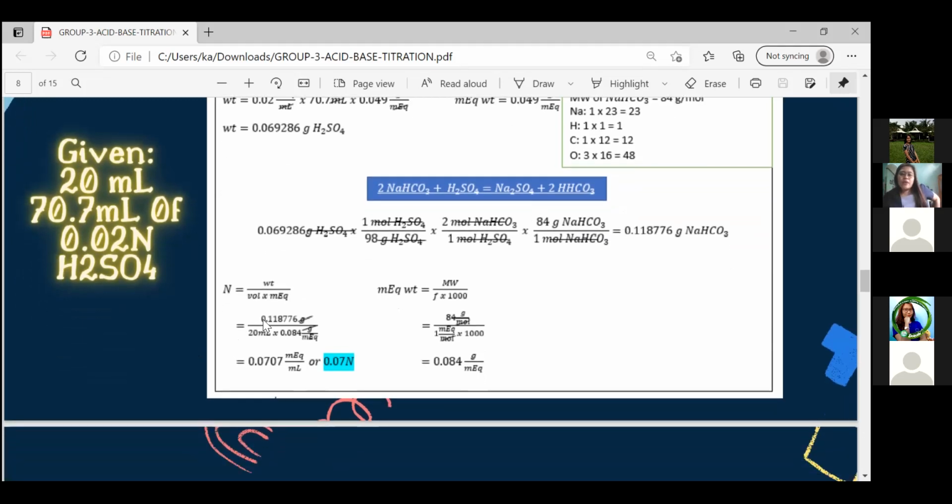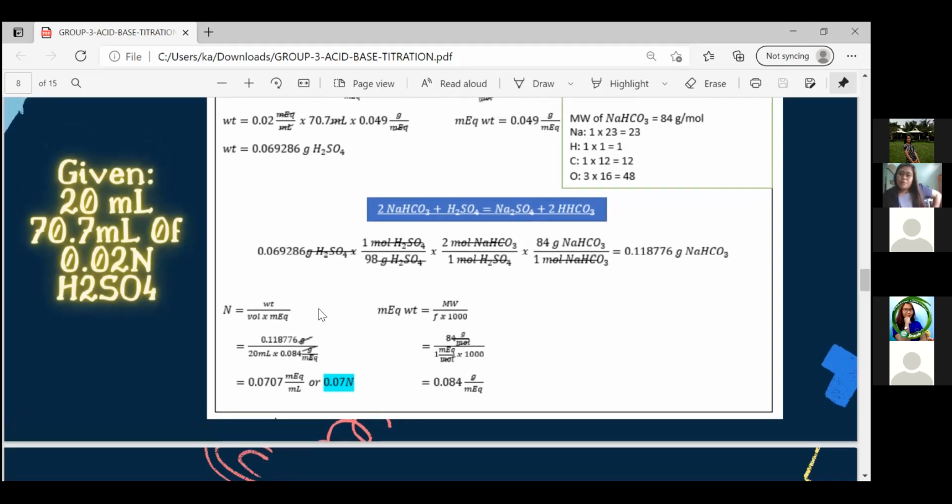So asa gikan ang 20 ml, remember na sa procedure, when we pulverize the tablet, gibutang nato siya sa Erlenmeyer flask and we added 20 ml of distilled water. So dira gikan si 20 ml. So the same formula sa first part, kasi mao man gyud ang formula ni normality. So weight is kani na compute nato, 0.118776 divided by 20 ml. And what is this 0.084? This is the milliequivalent weight of our sodium bicarb.